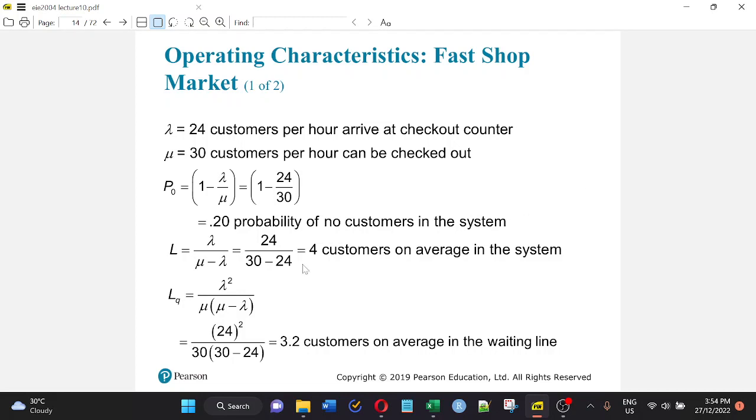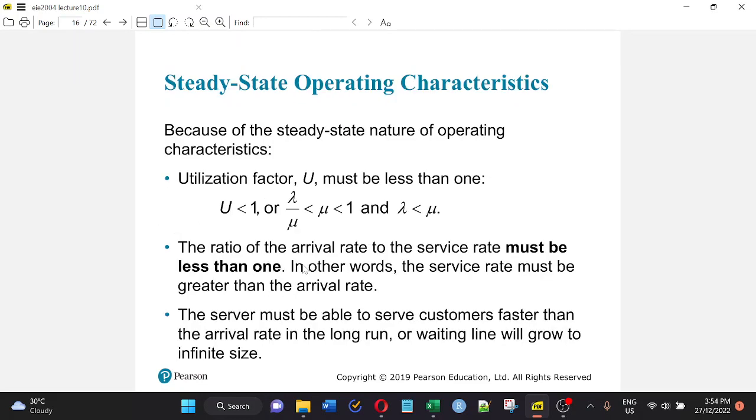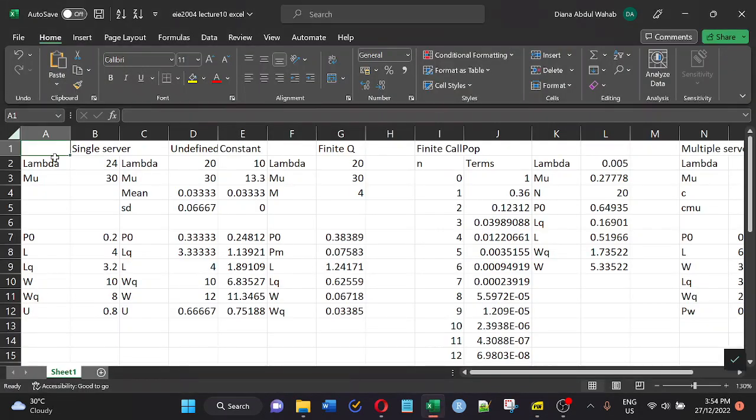Now to compute P naught, the probability that there are no customers in the system. I'm just following all these formulas, so you can take the time to pause the video and go to Microsoft Excel. This is what I do for the first case, the single server. I put in lambda and mu, the numbers 24 and 30, and first we compute P naught. This is very straightforward, you just follow the formula. P naught is 0.2, which means the probability that there will be no customers in the queue is 20%. So 20% of the time there will be no customers in the queue.